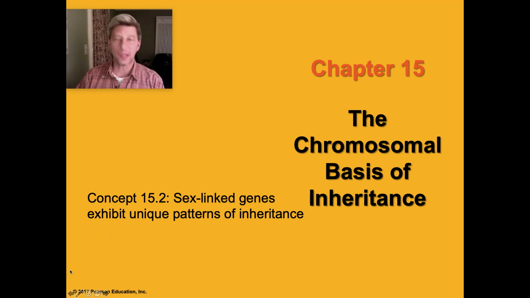In any event, today is April the 2nd. We are working on chapter 15, and today we're going to talk about the second section of chapter 15, which is all about sex-linked genes. When we talk about sex-linked genes, we're not necessarily talking about ones that have anything to do with the determination of gender or sexuality or that sort of thing. We are simply talking about genes that are found on the X chromosome or possibly the Y chromosome, the two sex chromosomes, not one of the 22 pairs of somatic chromosomes.